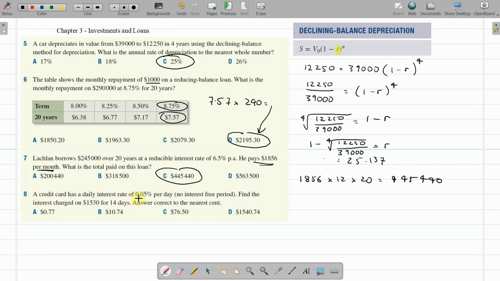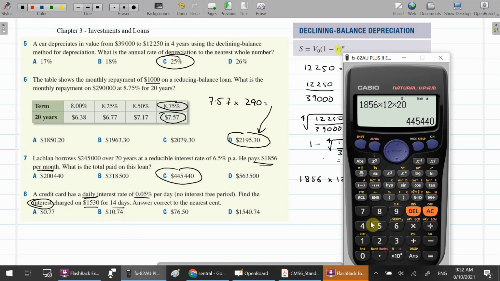Credit card is a daily interest rate of 0.05% per day, which is handy because they're in the same units. That's the interest charge on that much for 14 days. Find the interest charged. Okay, find the interest charged. Not the final amount, but the interest charged. So let's have a look.